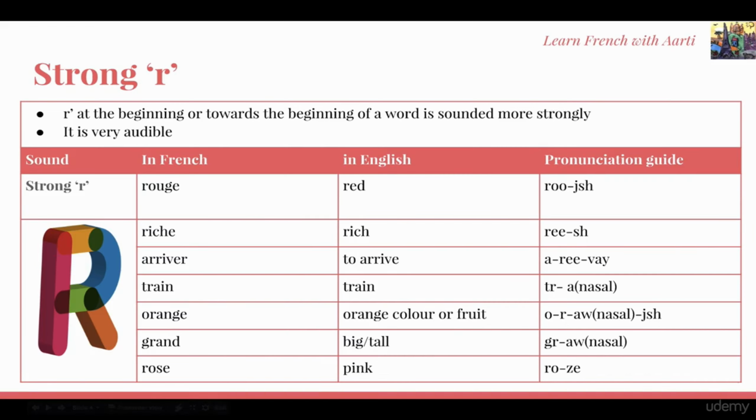It's a bit nasal as well. Train. Orange, the orange color or the fruit. Orange. Then we have grand, meaning big or tall. Rose, which means pink. Rose. These are the examples where R is heard very strongly. That's always at the beginning of a word or towards the beginning.